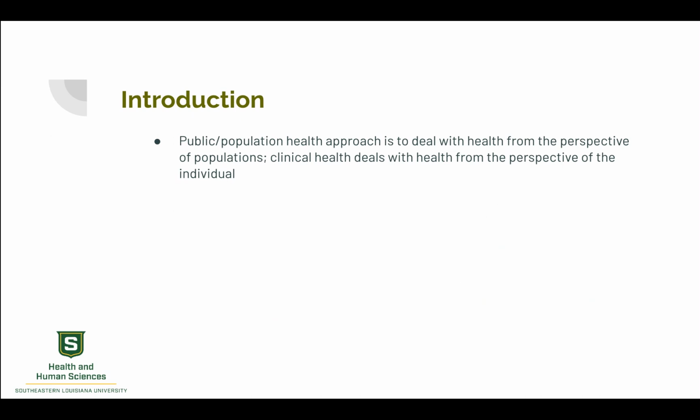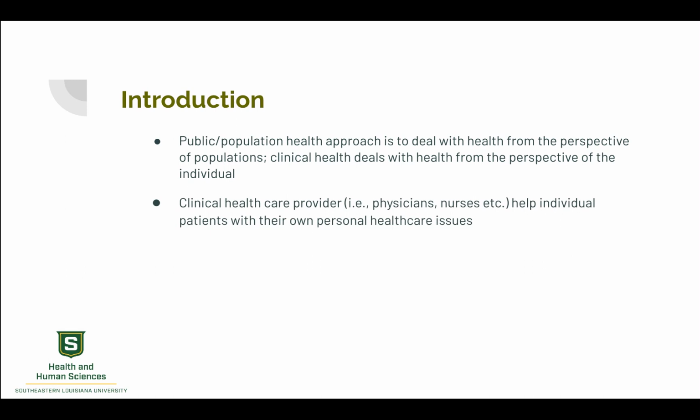Public health or population health is a lot less interested in what is going on on an individual basis, but looks at what is going on from a population basis. I'm going to explain with an example. Clinicians are trying to solve your personal health issues. Public health is trying to solve a population health problem.